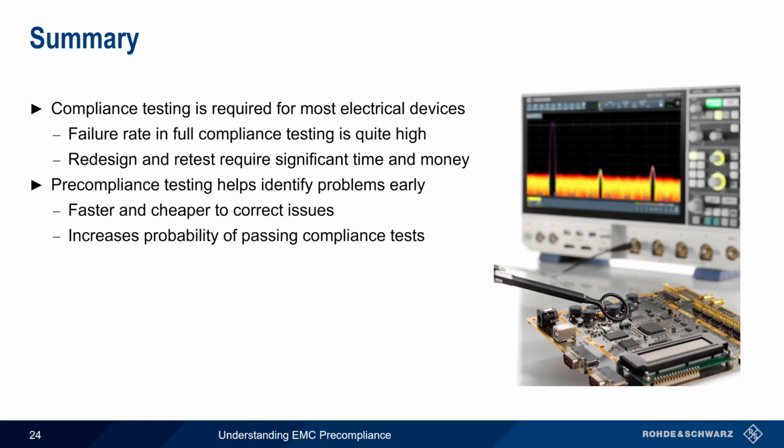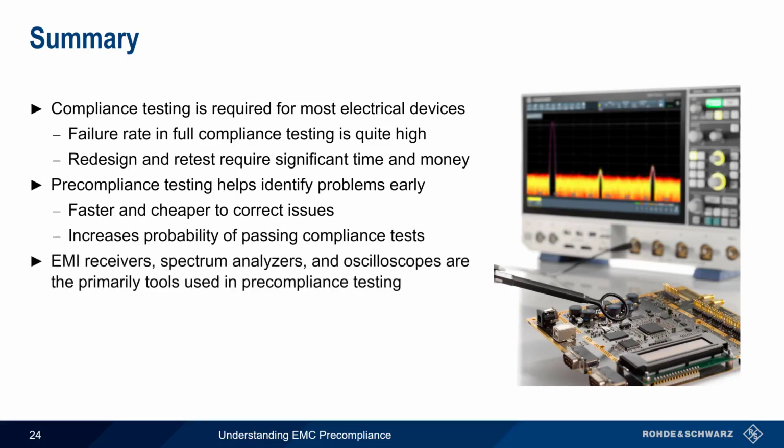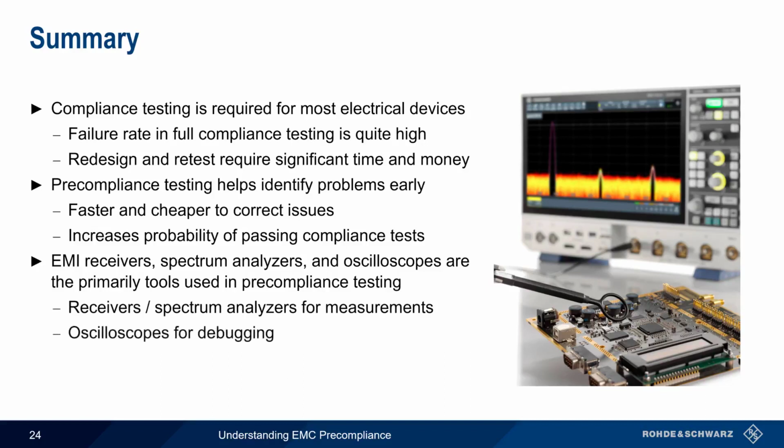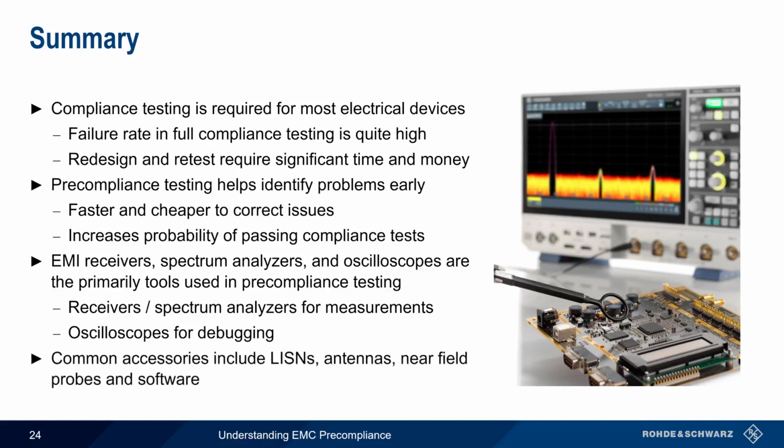The primary tools used in pre-compliance testing are EMI receivers, spectrum analyzers, and oscilloscopes. Generally speaking, receivers and spectrum analyzers are used for making measurements of emissions, and oscilloscopes are used to locate, identify, and debug the sources or causes of offending emissions. In addition to these instruments, common accessories used in pre-compliance testing include LISNs, antennas, near-field probes, and special software packages. This concludes our presentation, Understanding EMC Pre-Compliance.